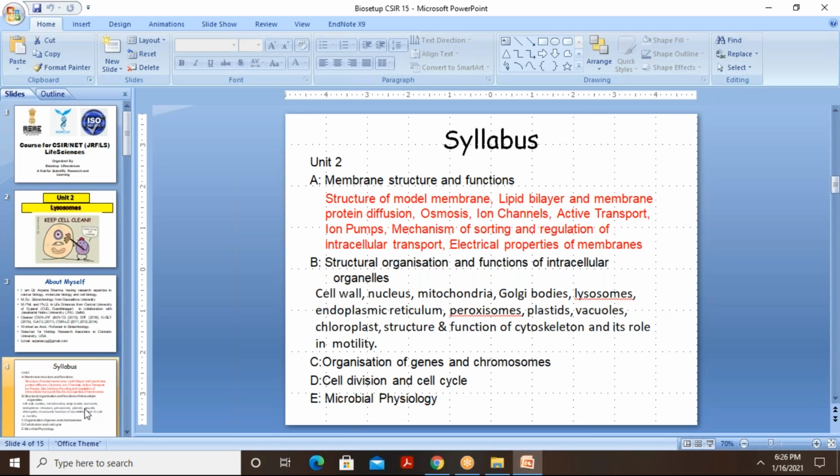Most of the things now, they are proteins only. Talk of enzymes, talk of receptors, most of them are proteins.